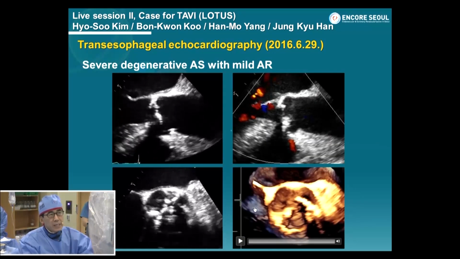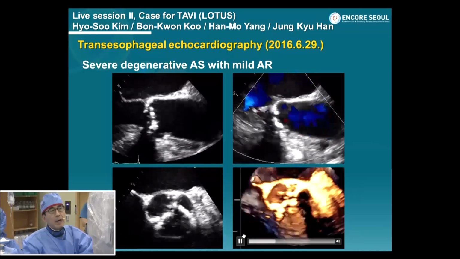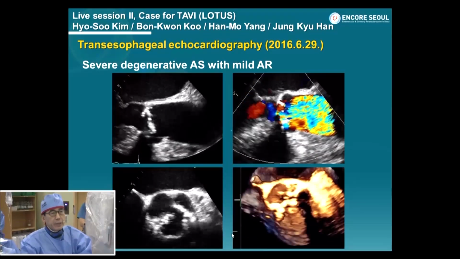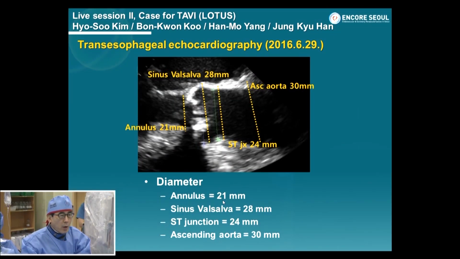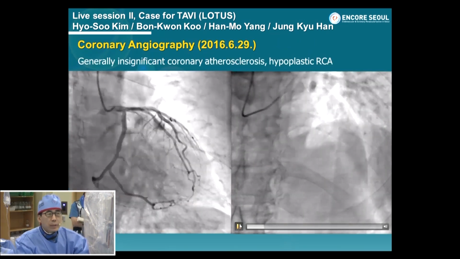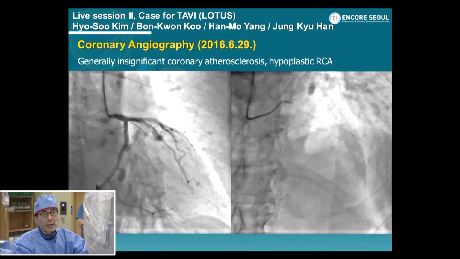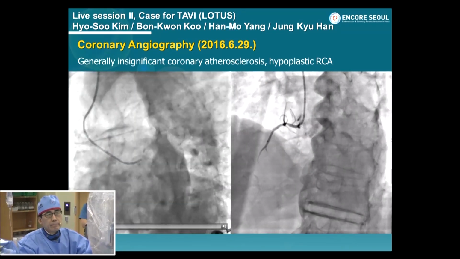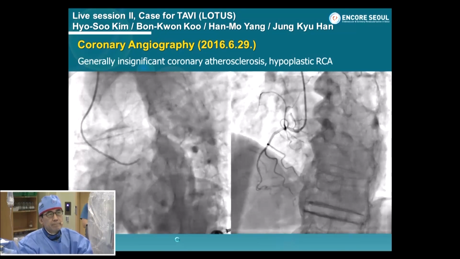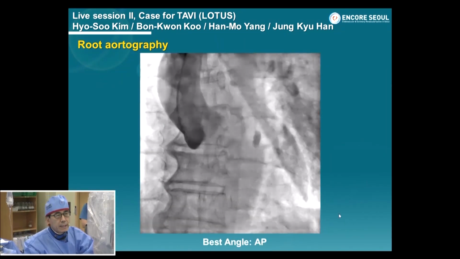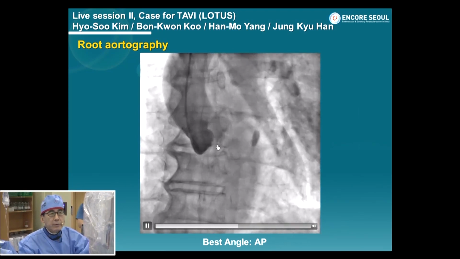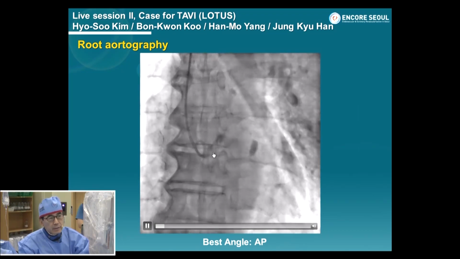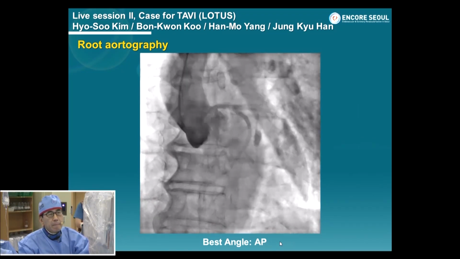We can see severe degenerated tricuspid aortic valve with moderate degree of calcification, plus. Size, annulus 21, Valsalva 28, plus. Coronary angiogram shows unremarkable finding. Coronary is okay, plus. Aortography shows mild AR with moderate degree of calcification around aortic annulus. Best angle was just simple AP. Plus.